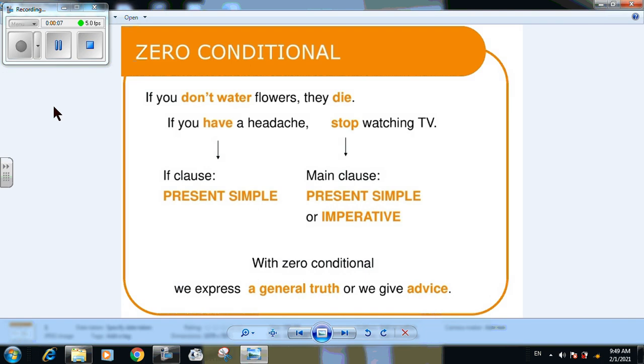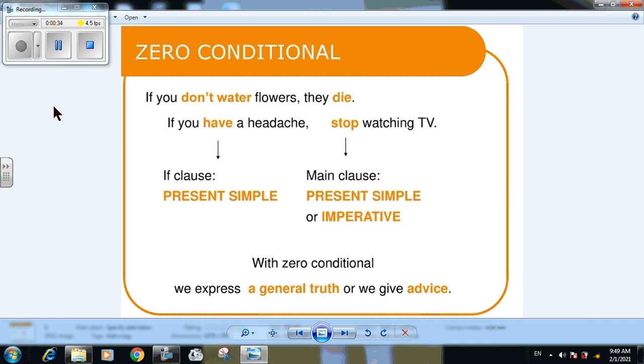What are the conditionals? They are two sentences linked together using the word if. When something happens, another thing will happen. We have four types of conditionals: zero, first, second, and third. Let's start with the zero conditional. In the zero conditional, we talk about a general truth or a scientific fact or when we give advice.